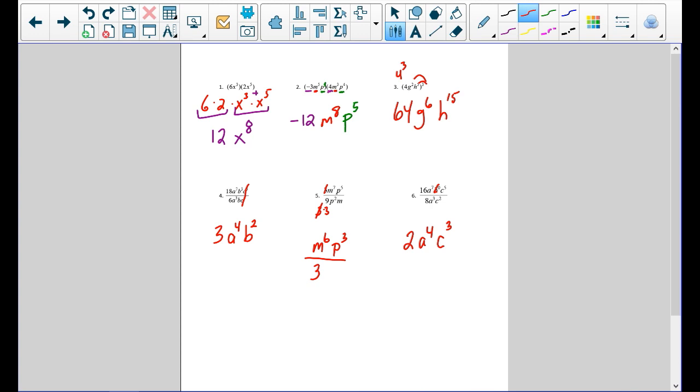And I'm done. Okay? So, rule of thumb in simplifying. Okay? No negative exponents, and no 0 exponents. Okay? So no negative exponents, no 0 exponents with your variables.